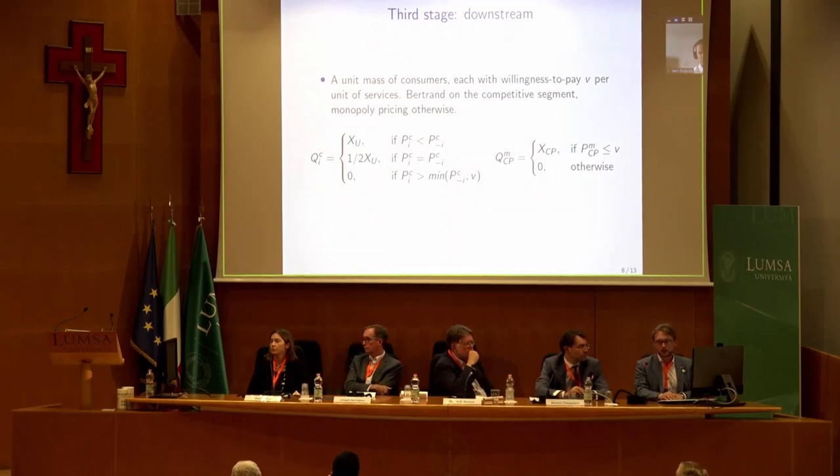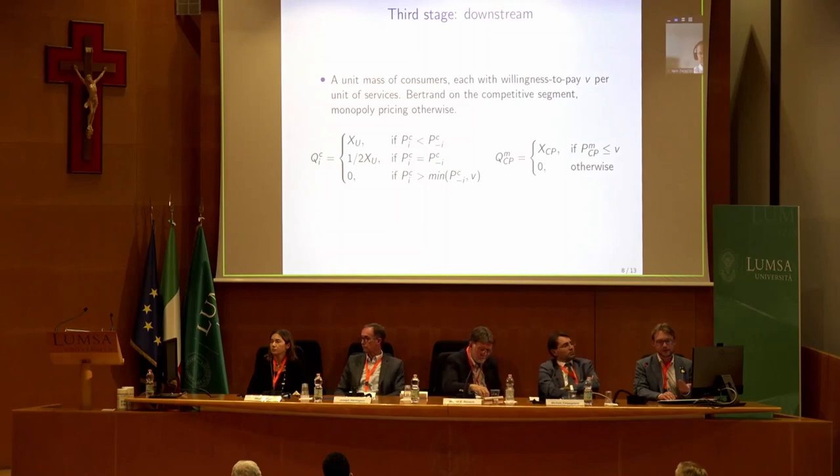At the third stage, downstream competition, also very simple. I say on the competitive segment, there's Bertrand competition. In equilibrium, both platforms will set equal prices. And I say, in this case, they split consumers equally. On the monopoly segment, the vertically integrated firm can collect all the consumers, attract all the demand, as long as it doesn't exceed consumers' willingness to pay V.